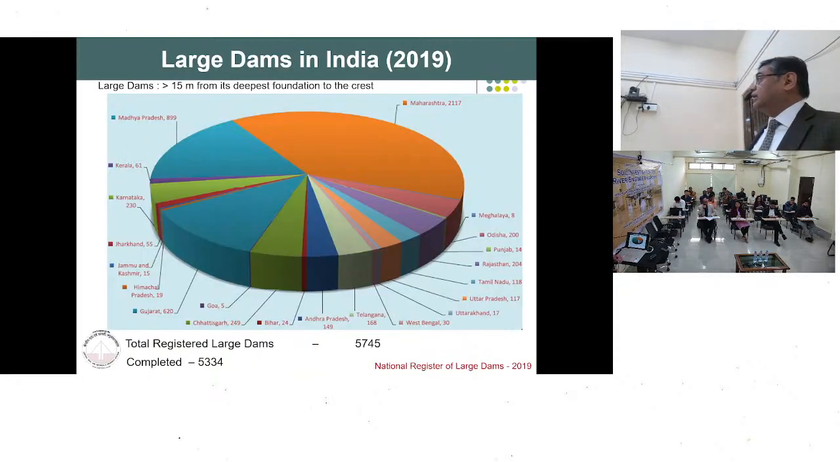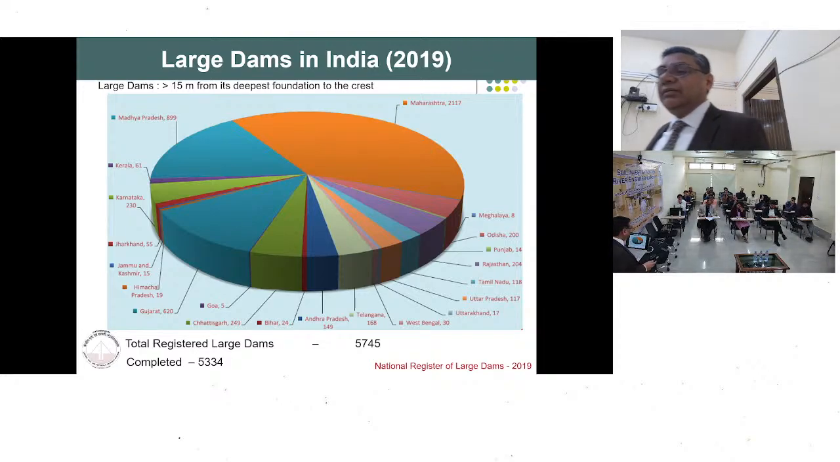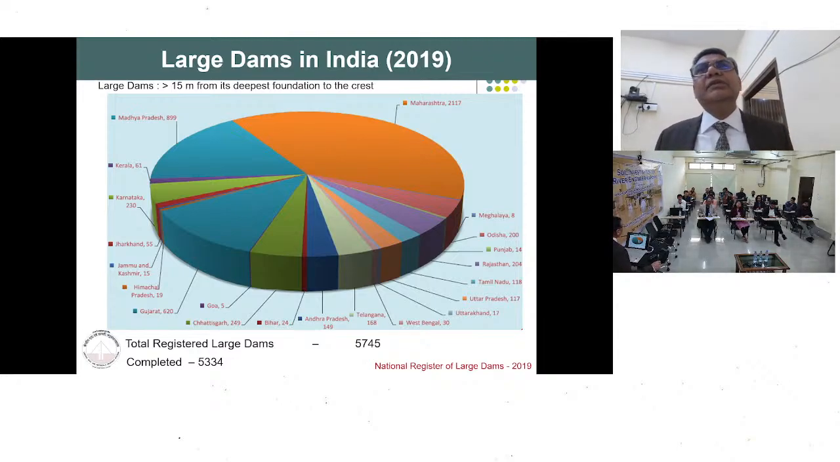Now, let us see what are the different types of dams in India. The large dams, again, and its distribution. We see that the majority of the dams have been built in Maharashtra. Why does Maharashtra have so many dams? Can somebody think of any wild guesses?